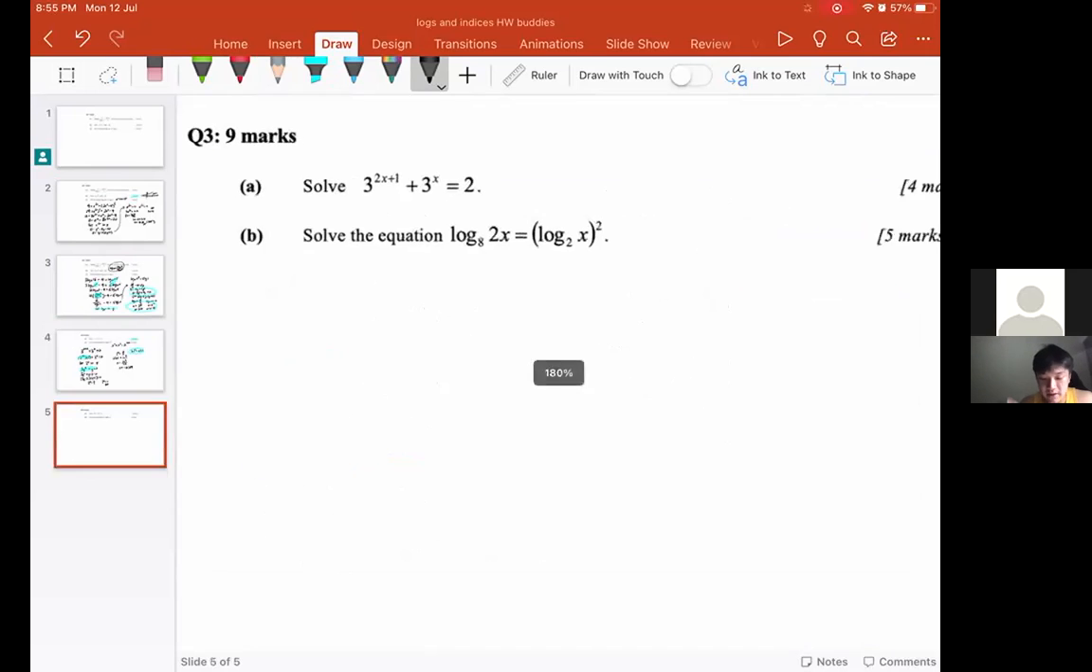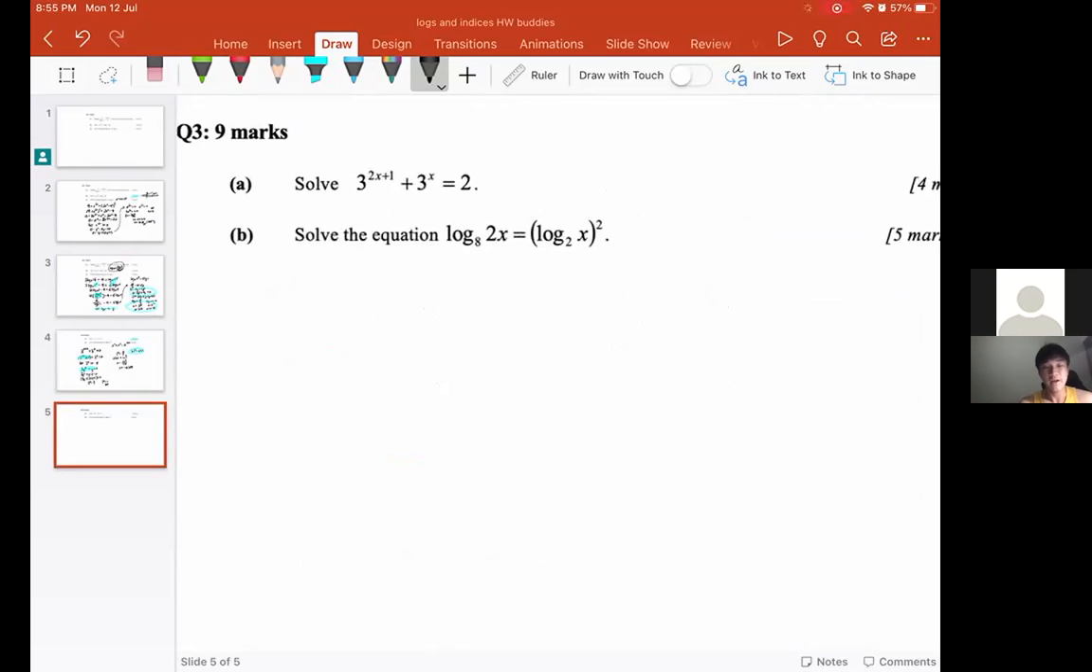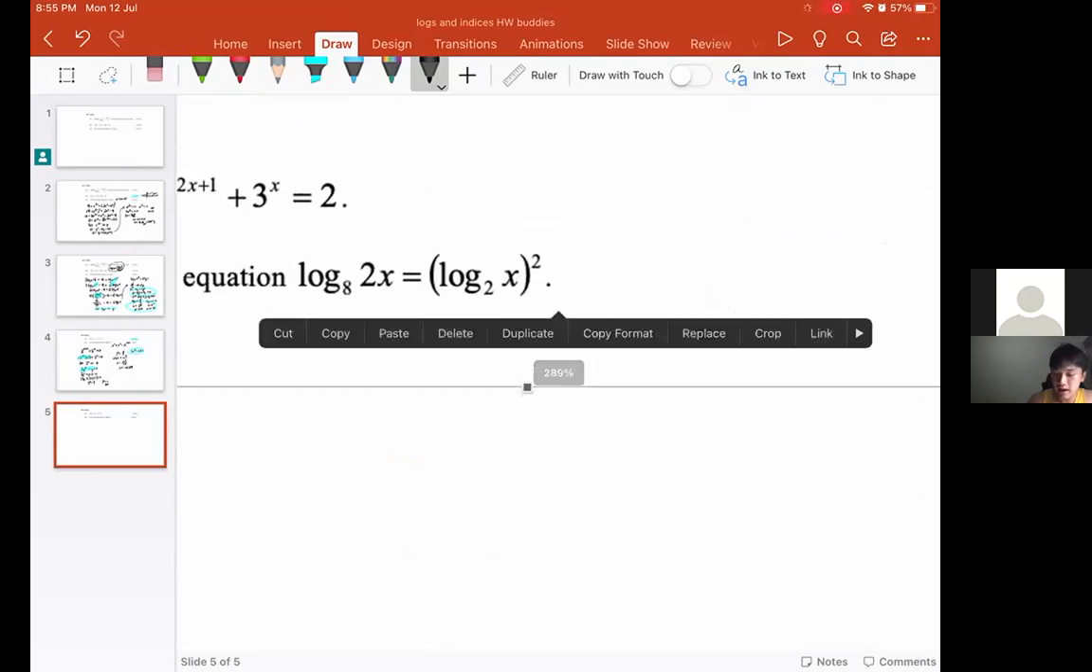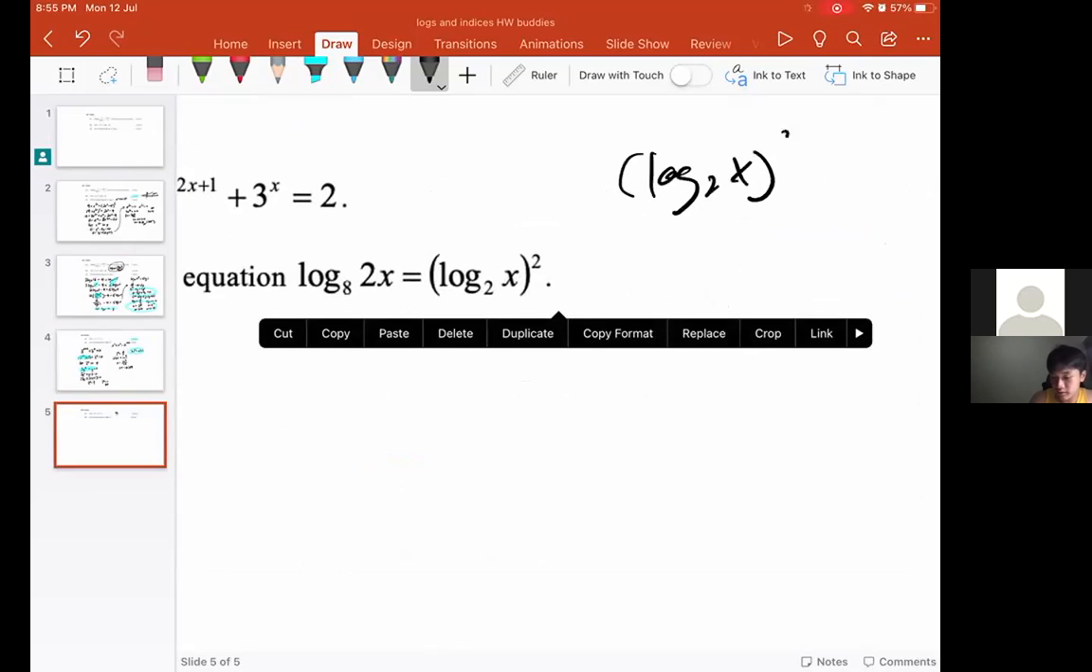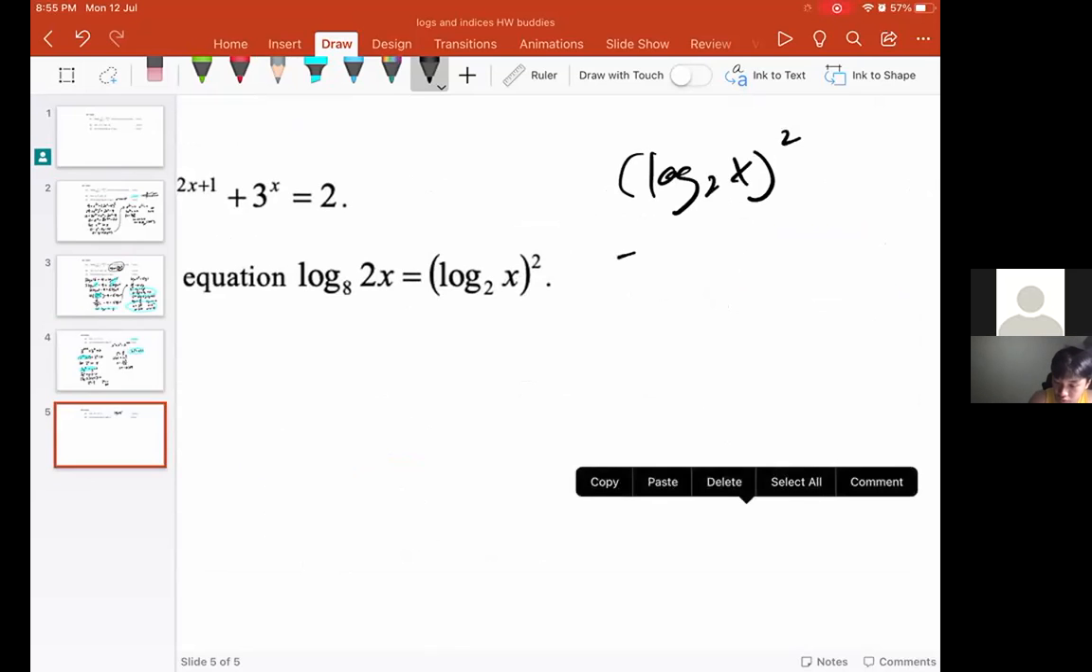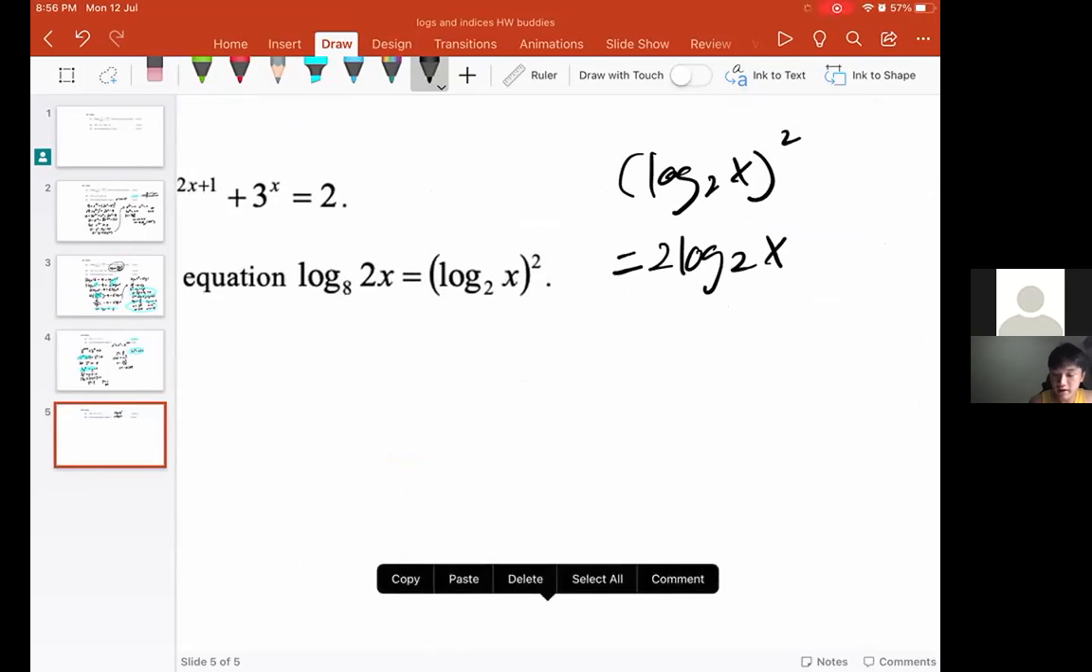Now, question 3b is definitely a more interesting question because it may seem like it's trying to trick you into using a power rule in that log 2x squared, sorry for that, is equal to log 2x. Simply, it's not true. All right. Actually, this is not true, and we shouldn't fall for the trick.